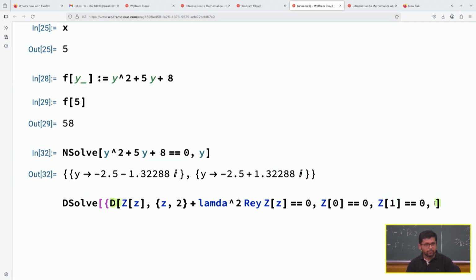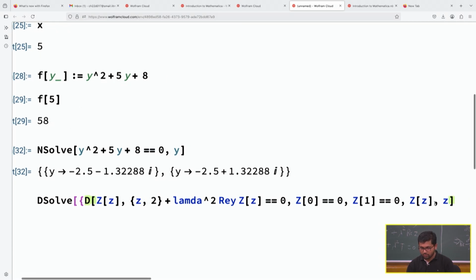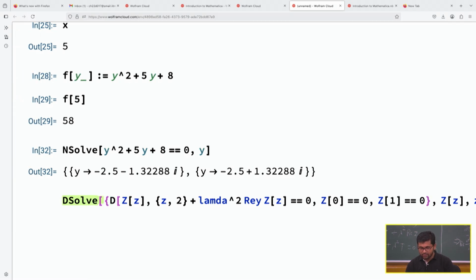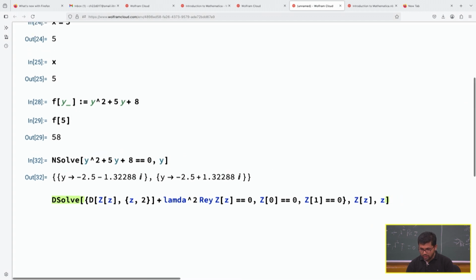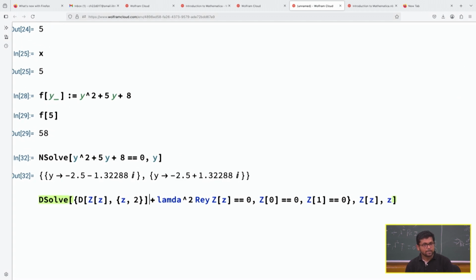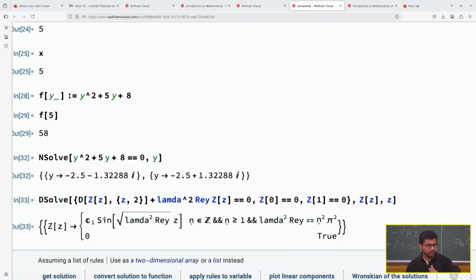And then I will write the dependent variable. So, we have the dependent variable as Z of z and the independent variable is small z. We need to write all the equations inside a curly bracket. So, I started the curly bracket here and I close it, and if you press shift enter, it will give you the value of Z. You just need to put the differential equation and boundary conditions into the DSolve command, and it will give you the solution.